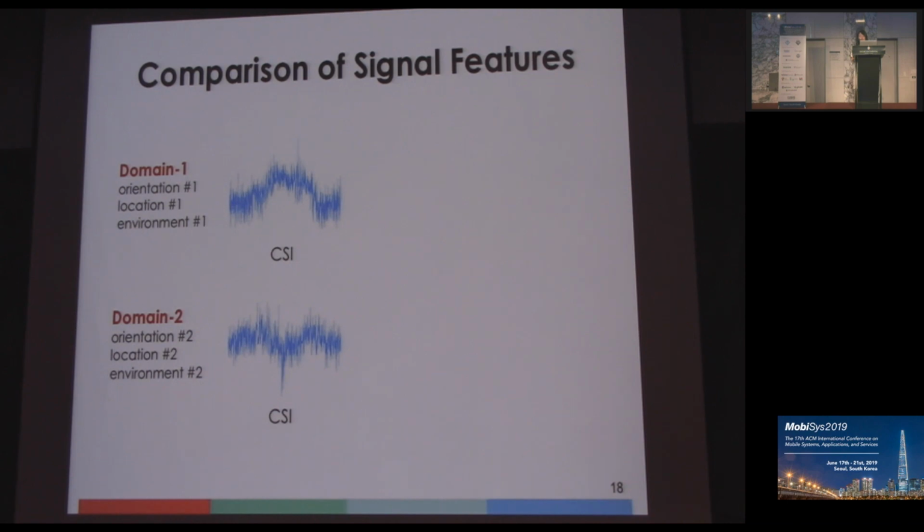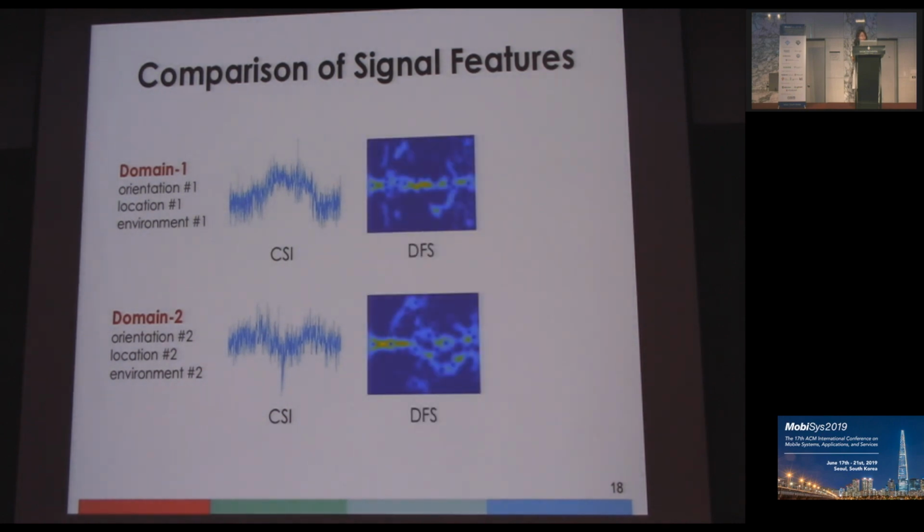We can see that CSI of the same gesture can be totally different in two domains. The main reason is that CSI also captures the characteristics of the physical propagation environment and will be strongly influenced by the three domain factors. Now we look at DFS. The x-axis is time and the y-axis is frequency. We can see that DFS will also vary when the domain changes. It is because DFS only captures part of the velocity components, and it depends on the user's location and orientation in theory.